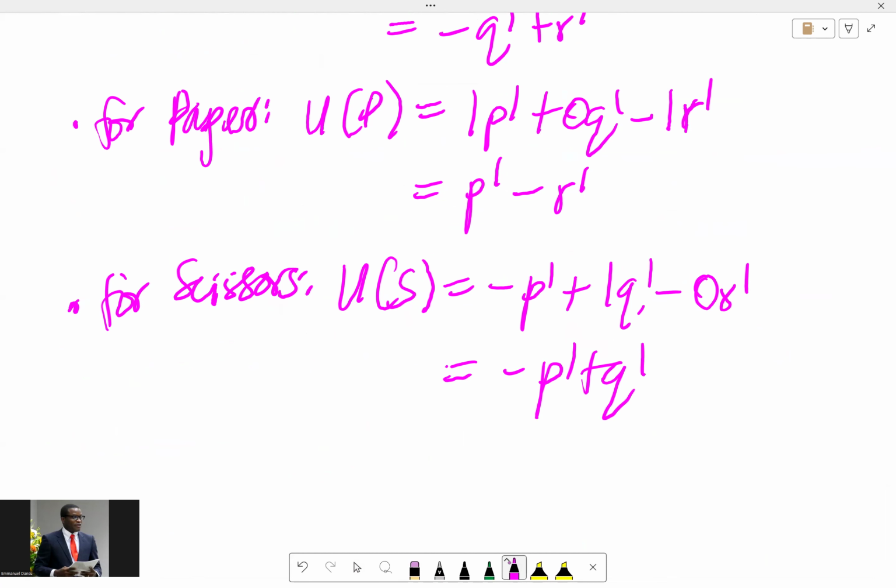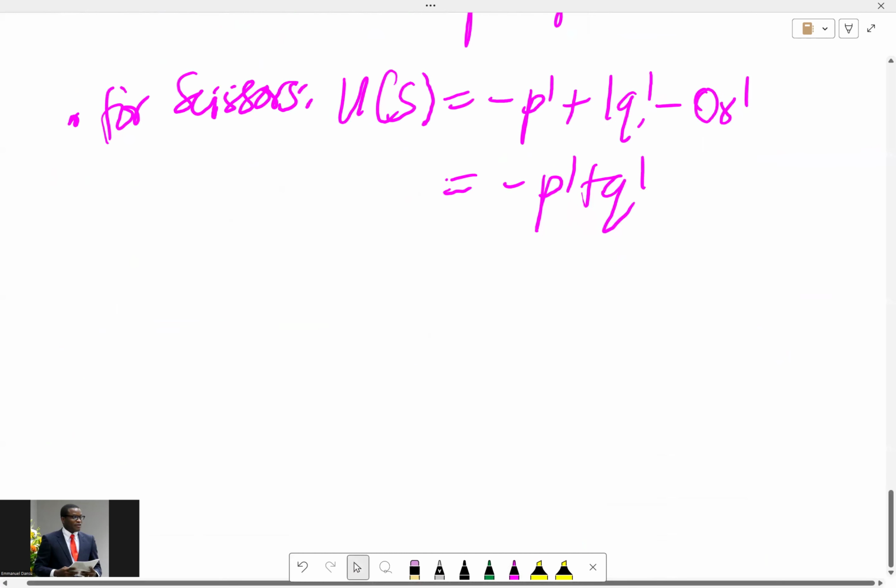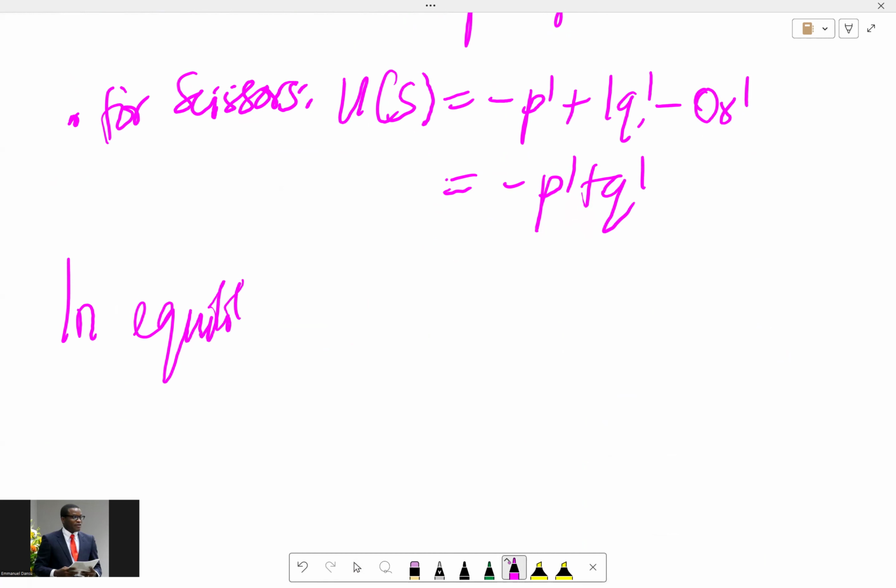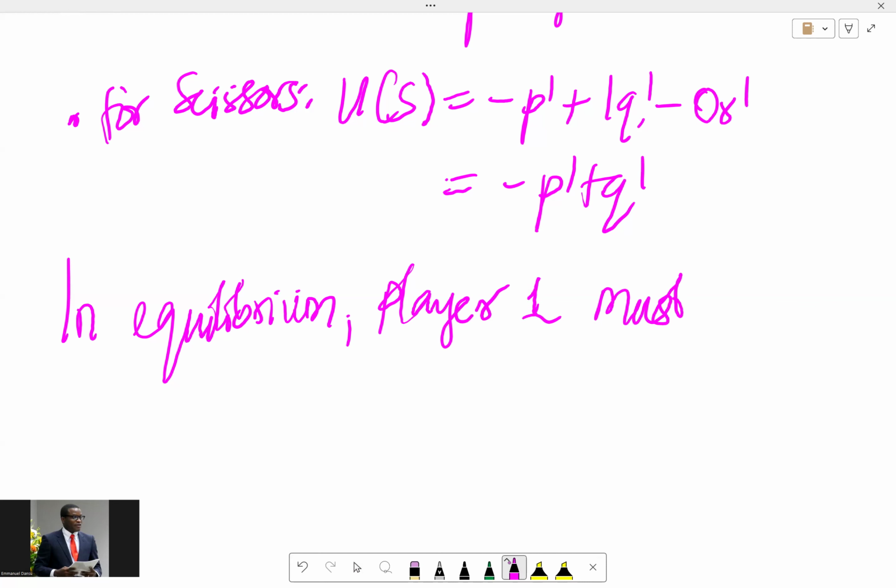Now one thing that must be understood is that in equilibrium, we are looking for the mixed strategy equilibrium. So in equilibrium, player one must be indifferent.